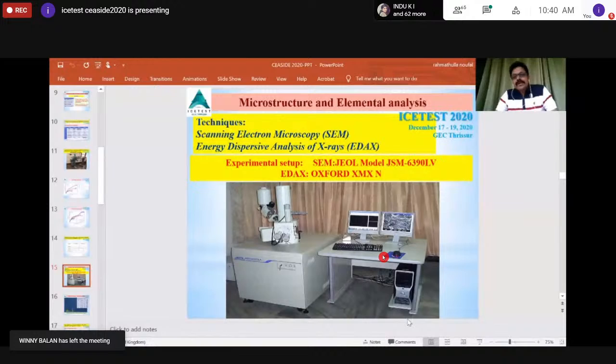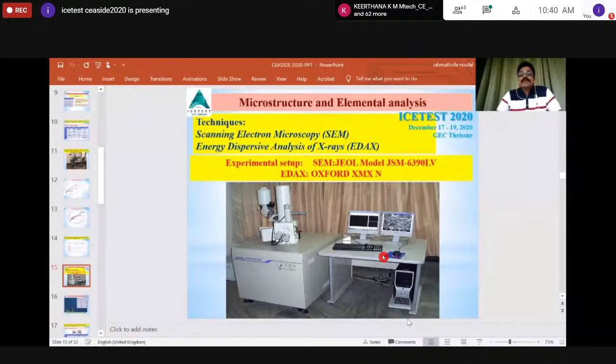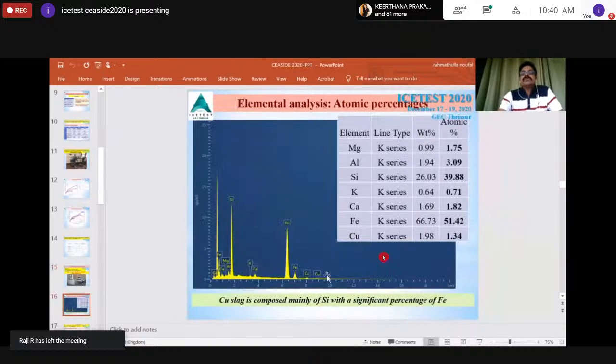Another one is to find out the elemental properties. What are the elements present in the copper slag? Are there any reactive elements? Is it harmful to the concrete? Suppose you're adding water and so on, are there any other harmful reactions? For that, we must know what elements are present in it. So this compositional analysis is done, as SEM-EDX is conducted. And these are the compositions with the percentage values of the elements present.